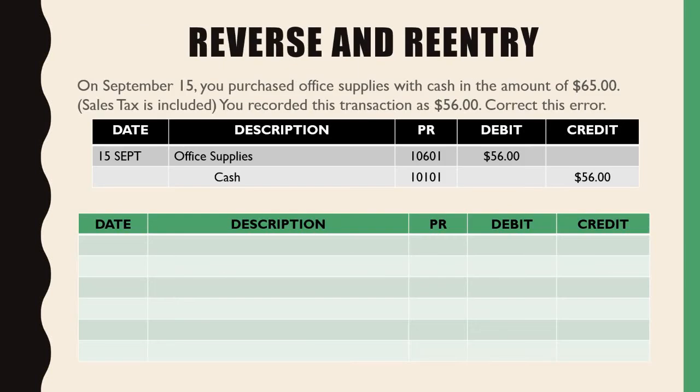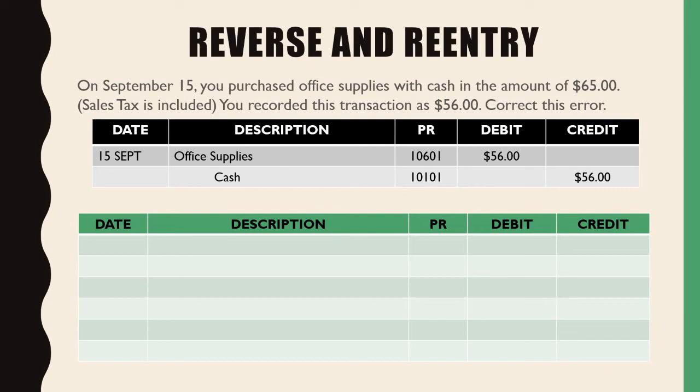So let's start with the very first one, okay? On September 15, you decided to purchase office supplies with cash in the amount of $65. However, maybe at the end of the day, you decided to record the transaction, and now sales tax is included, and you end up recording this transaction as $56 instead of $65. So here I journalized it on September 15: office supplies for $56, cash for $56.